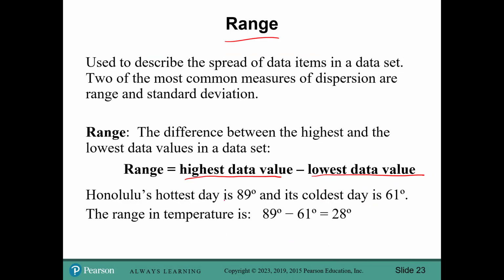So Honolulu's hottest day is 89 degrees. Its coldest day was 61 degrees. The range in temperatures is the hottest, the highest, biggest, greatest value, minus the lowest, coldest, smallest value, and that is 28.